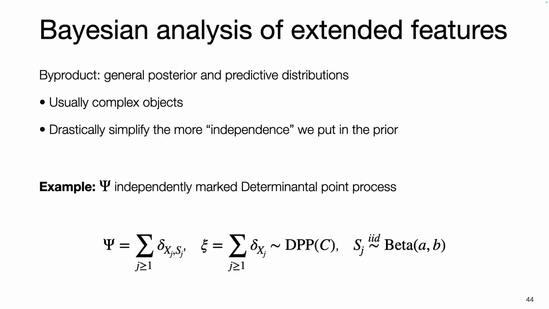As I said, since our proofs are analytical, a byproduct of our study was that we were deriving general posterior and predictive distributions. I think I've already mentioned that these are usually complex objects, but the more independence we put in the prior, the more these objects simplify. In particular, we were able to find a particularly tractable case when psi is an independently marked determinantal point process, which means basically that the feature labels x_j are jointly distributed as a determinantal point process with a given covariance C, while the s_j's are i.i.d. beta random variables.